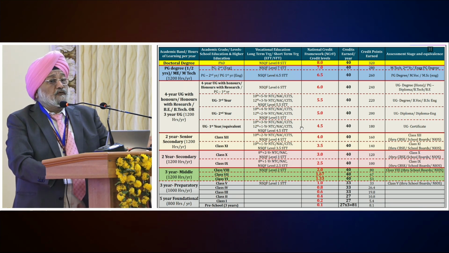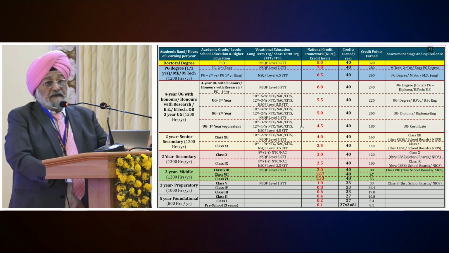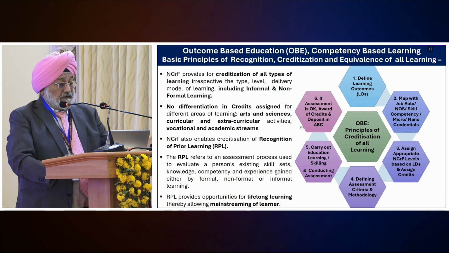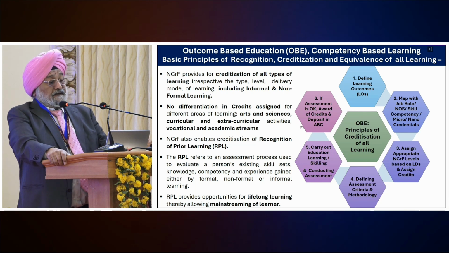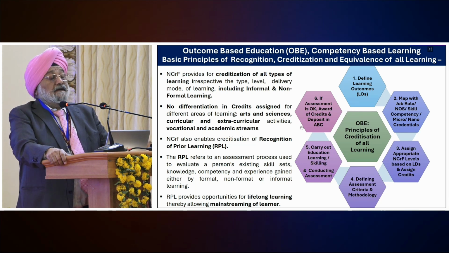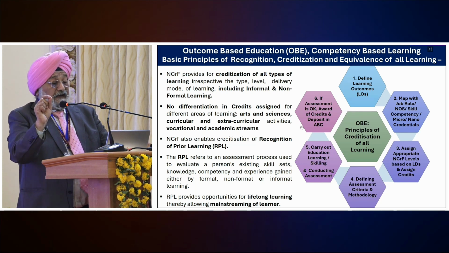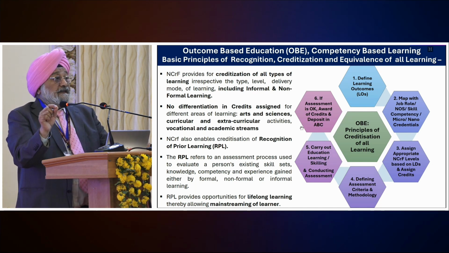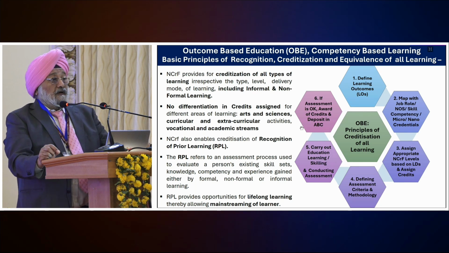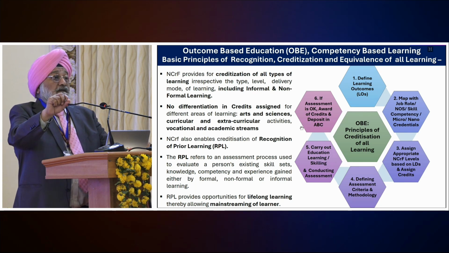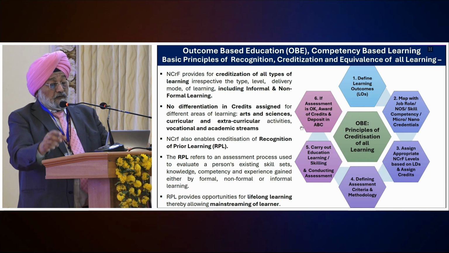They have not integrated school education and higher education with skill education completely in one single spectrum. Now, this outcome-based education and the competency-based learning, you have to first define the learning outcomes. Then you map these learning outcomes with the kind of job role this is going to be suitable for, or the national occupation standard for which it will be suitable. It could be a macro credential, it could be a nano credential as well.